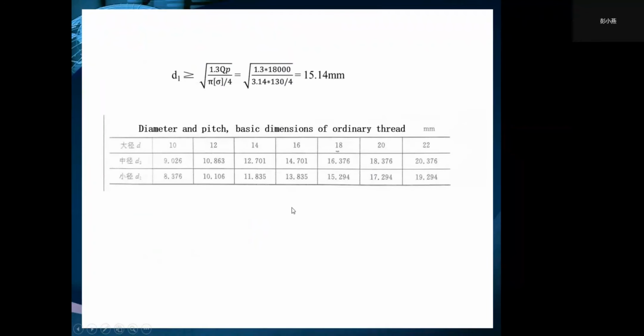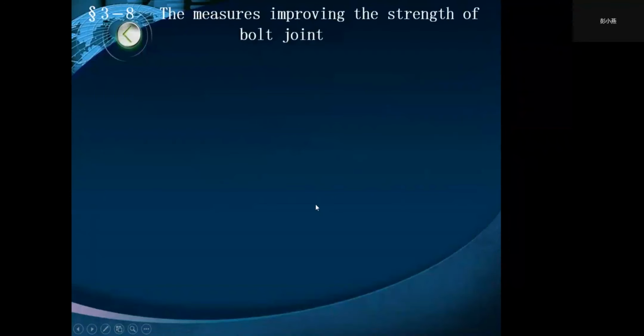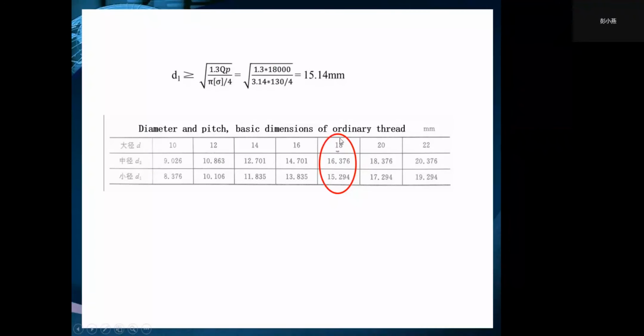We then from this table can choose this bolt. For this bolt, the diameter D1 is larger than the calculated value. So we choose M18 bolt. 18 means the major diameter, and this is the minor diameter.